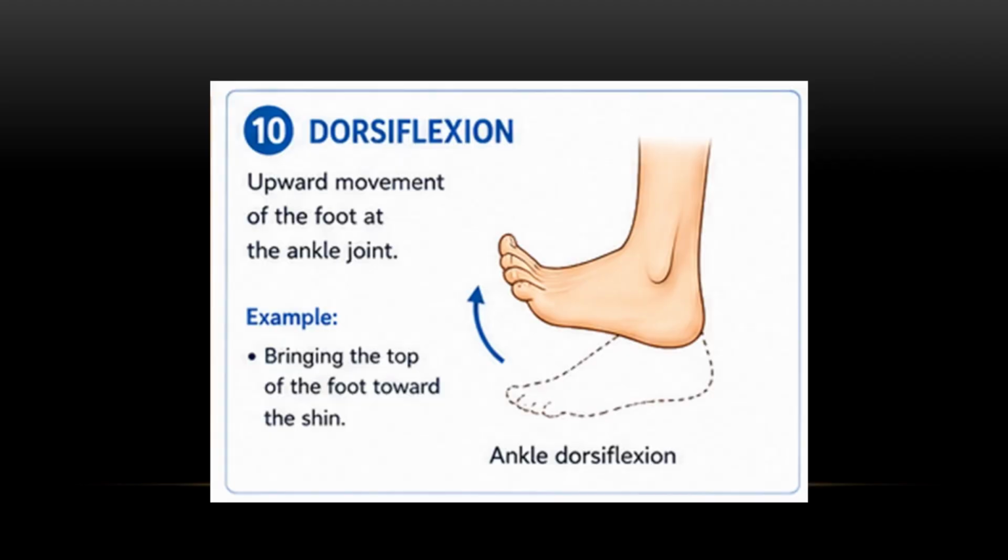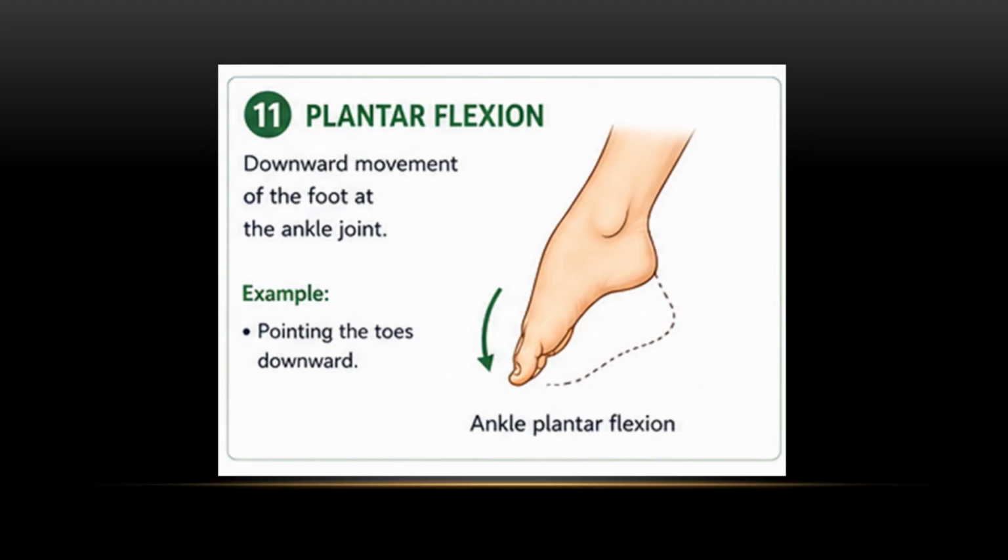In the foot, we have dorsiflexion and plantar flexion. We do not have extension. The dorsiflexion is the upward movement of the foot. When the upper surface of the foot, or the dorsal surface, moves towards the shin, it is called dorsiflexion. The plantar flexion is the movement of the foot towards the ground, or pointing the toe towards the ground. It is called plantar flexion.